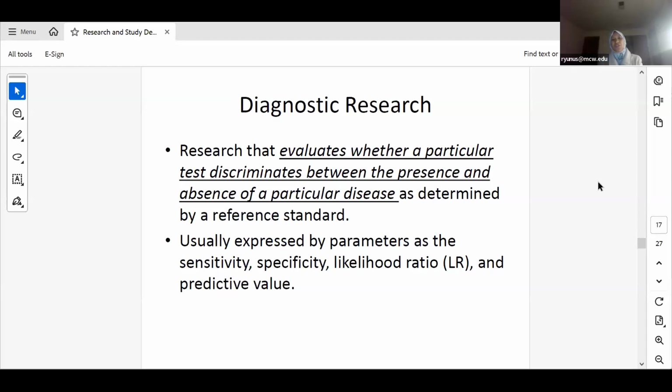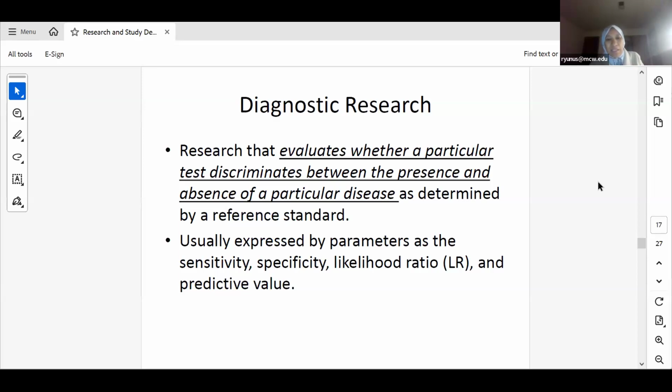So diagnostic research is the third type, and this type of study evaluates if a particular test discriminates between the presence and absence of a disease, as determined by a reference standard. In diagnostic research, you will come across some newer terminologies like sensitivity, specificity, likelihood ratio, and predictive value.